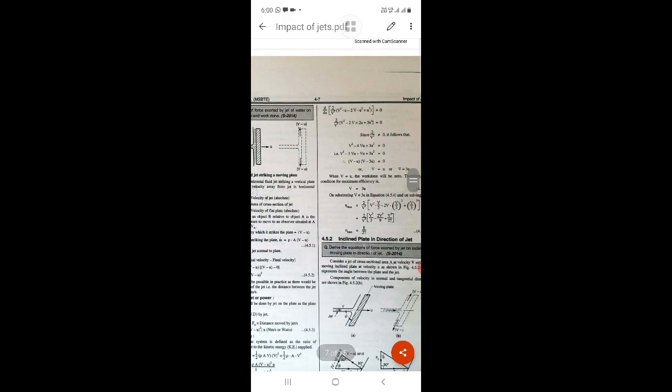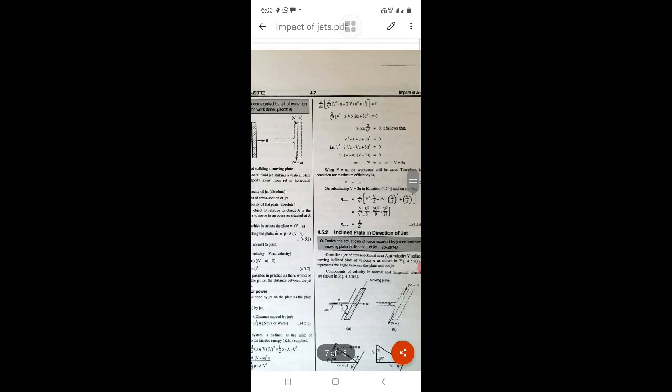So v square minus 4vu plus 3u square is equal to 0. So v square minus 3vu minus vu plus 3u square is equal to 0. So v minus 3u is equal to 0. So v is equal to u or v is equal to 3u. So putting this in equation 4.5, v is equal to 3u.